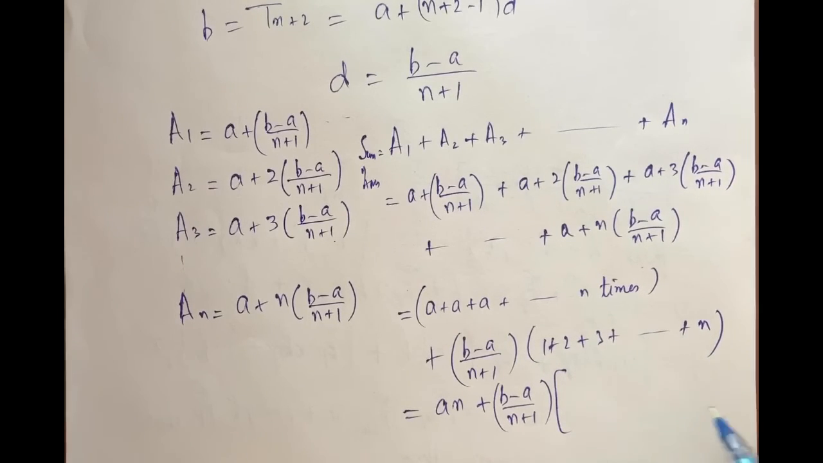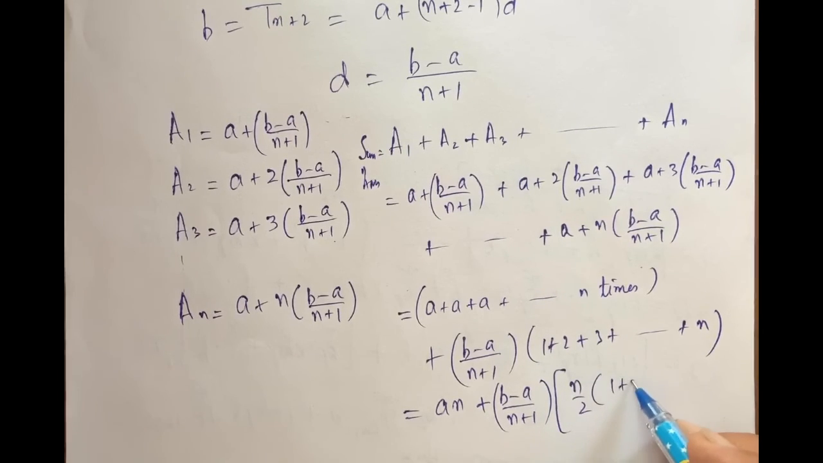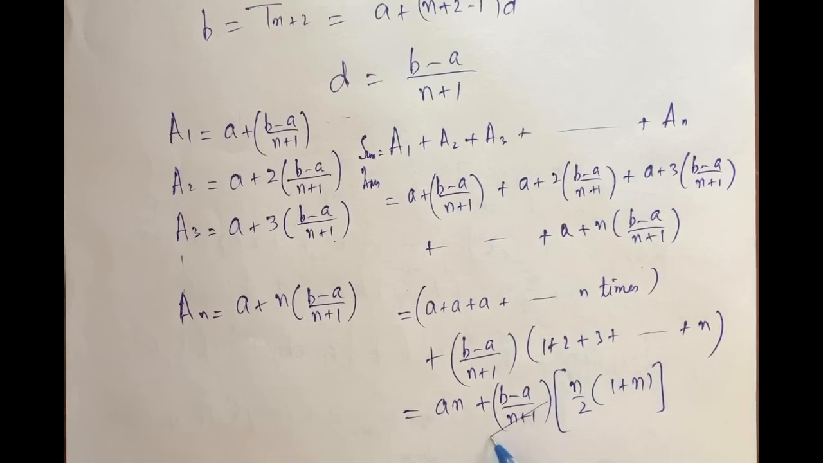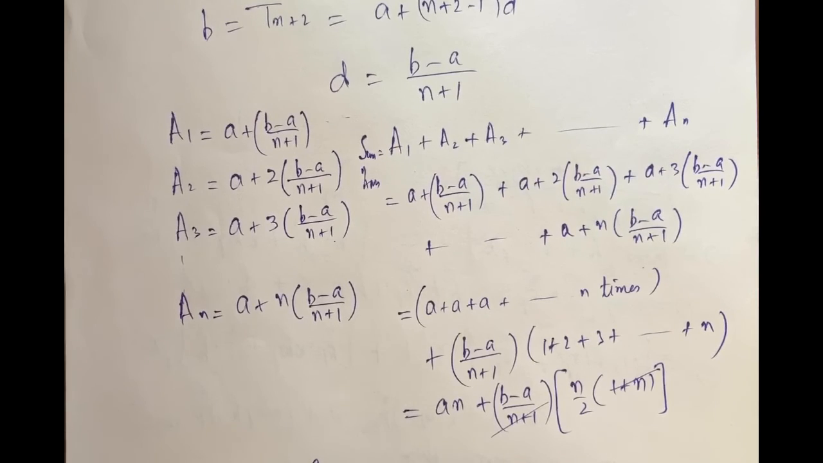This is an AP. So the sum of n terms of this AP is equal to n by 2 into first term plus last term. This n plus 1 will cancel out. So I am writing the sum of arithmetic means is equal to a n plus (b minus a) into n upon 2.